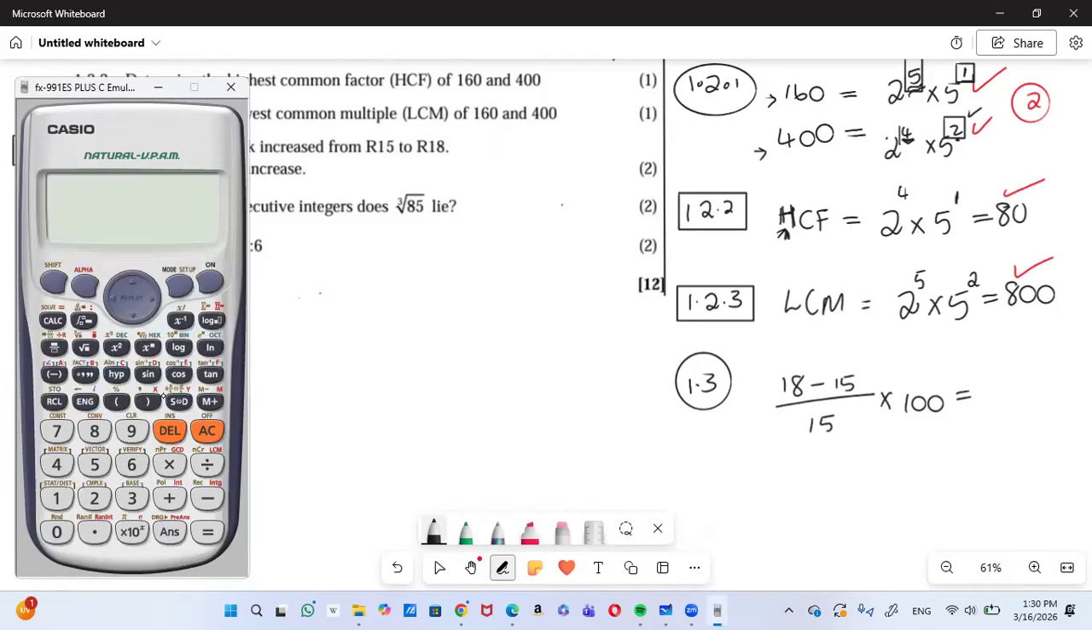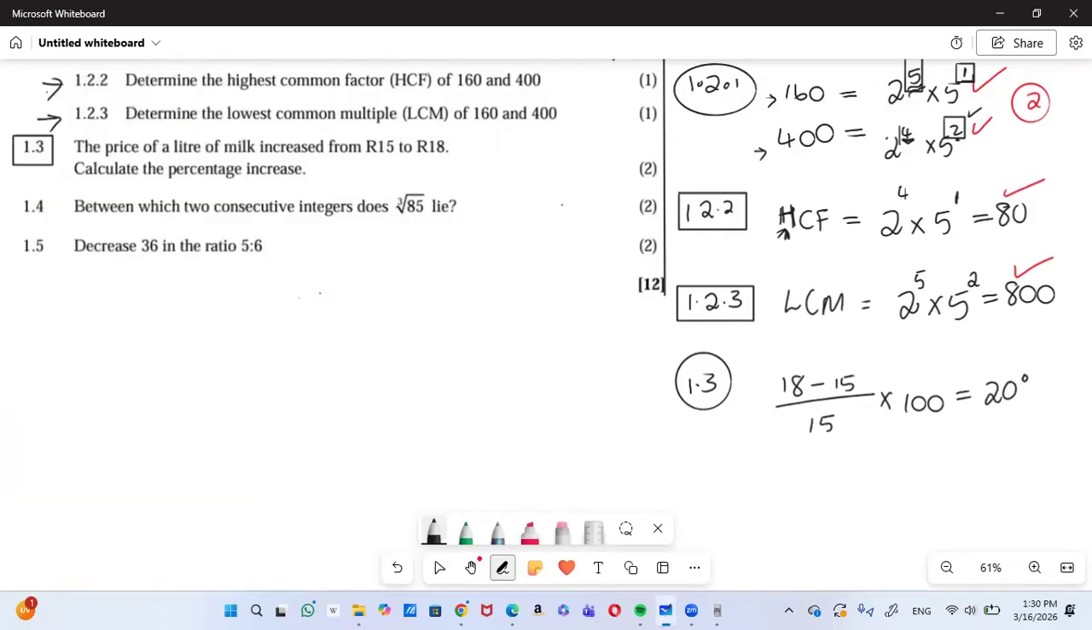Okay, so now we'll see here 18. In fact, let me do it this way. We have 18 minus 15 over 15. So now remember, you also multiply our answer by 100, and then now you will see that our answer will be 20%. Just to give a little bit of context on this question, remember they want to know how much did you increase from 15 rand to 18 rand? We increased with 3 rand, right?